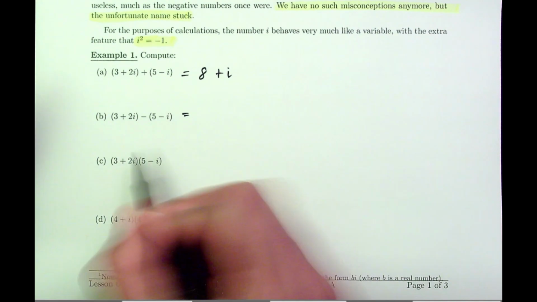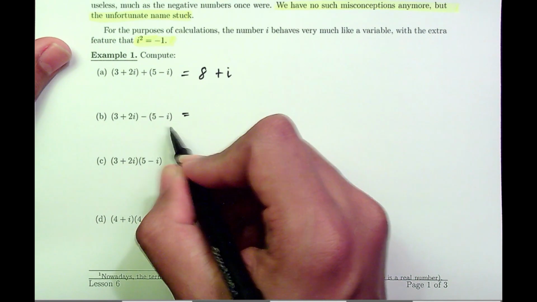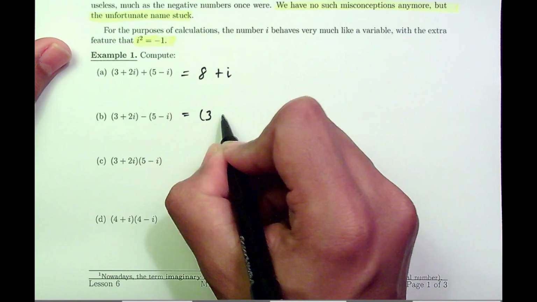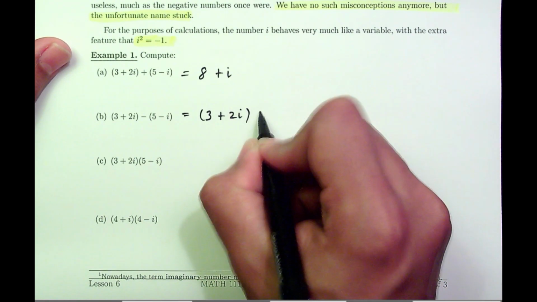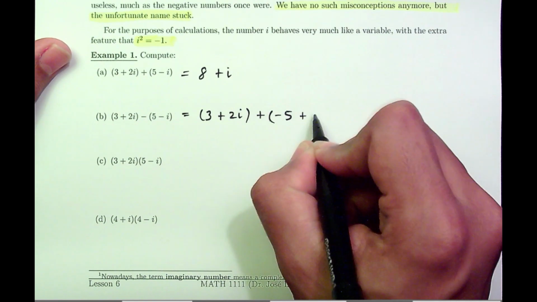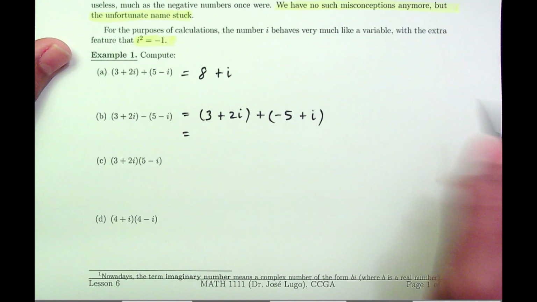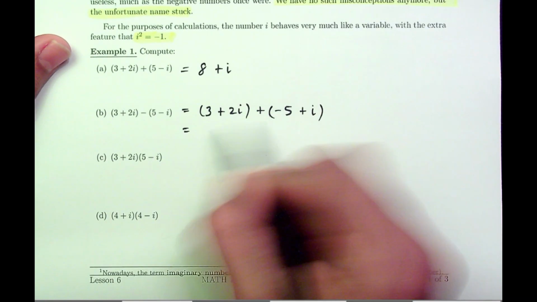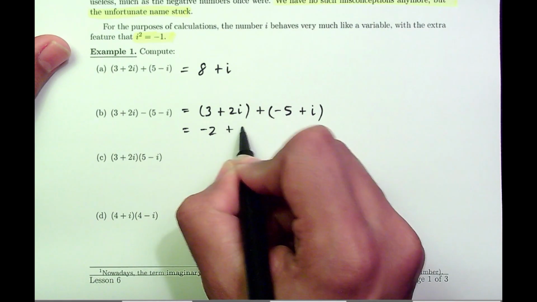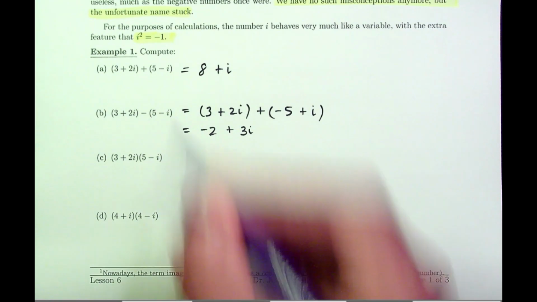Now for subtracting, same thing, but remember that a minus in front of a parentheses distributes, so everything needs to change sign. Let's change that minus to a plus, and then distribute the minus, so that becomes -5, and the minus i becomes plus i. And now we collect like terms. 3 and -5 is -2, and then 2i and i is 3i. Okay.